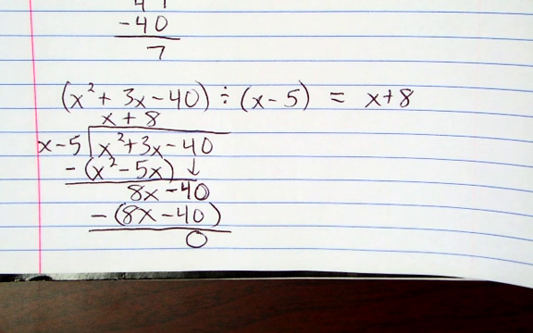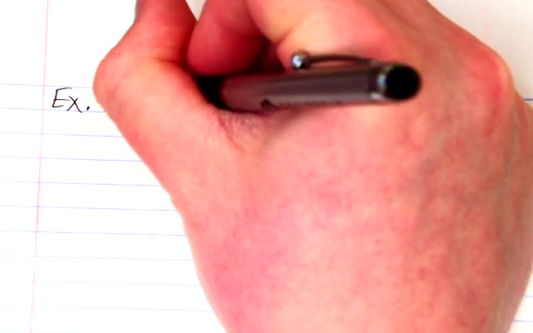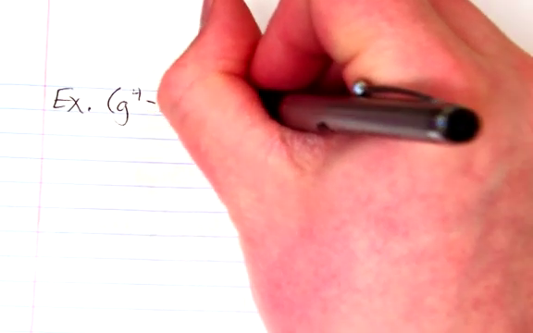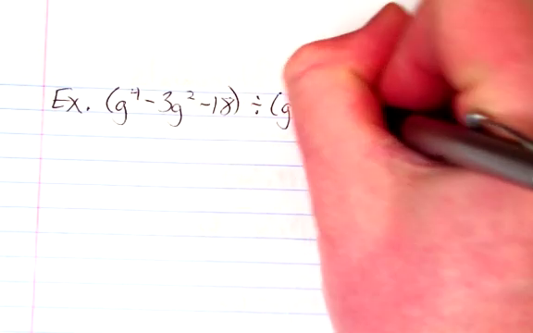Let's take a look at one more example. All right, so let's say that I would like to take g to the fourth minus 3g squared minus 18 divided by g minus 2.